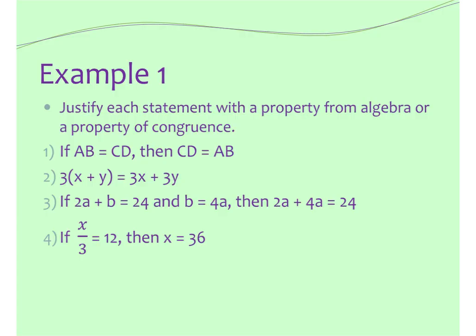So example 1, justify each statement with a property from algebra or a property of congruence. So if AB equals CD, then CD equals AB. This is the symmetric property of equality. Okay, I'm gonna write an equal sign to represent equality. The reason we knew it was symmetric is because this CD is repeated and all you're doing is switching the order of which one comes first before the equal sign, okay? This next one, we are distributing that 3, that is the distributive property.